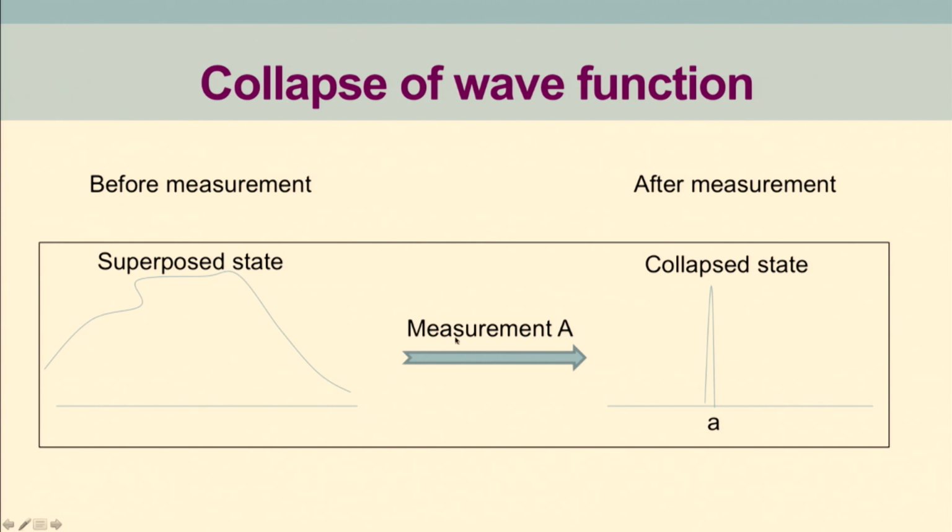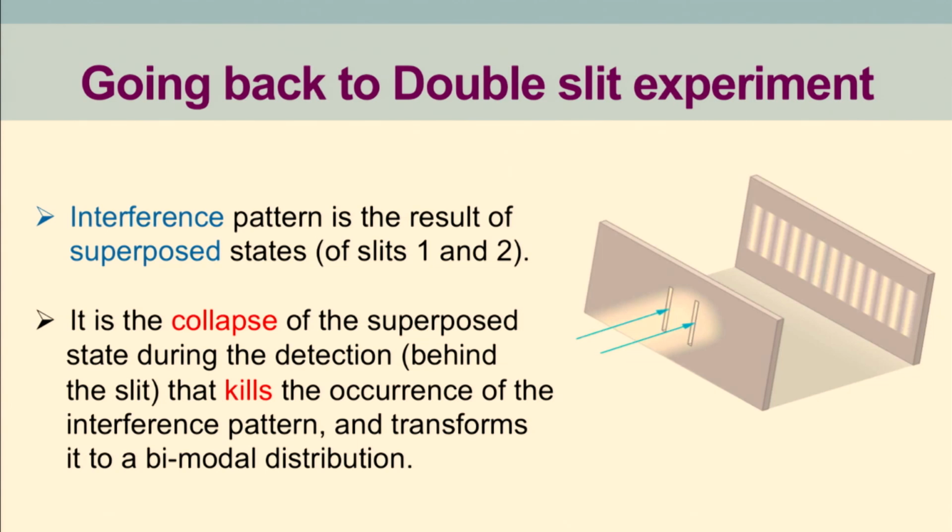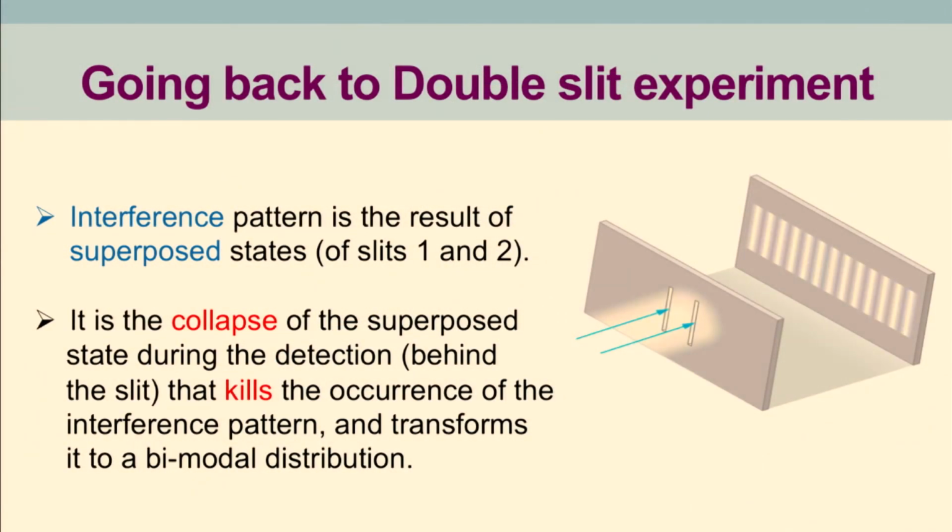As soon as I do this measurement, this very largely spread superposed wave function collapses to a particular place, like this on the right hand side, and it just became a given stationary state like psi 4 in the previous case. So there is again a real time example of such collapse of the wave function, and I would like to go back to the double slit experiment, which I'm sure you have been introduced to.